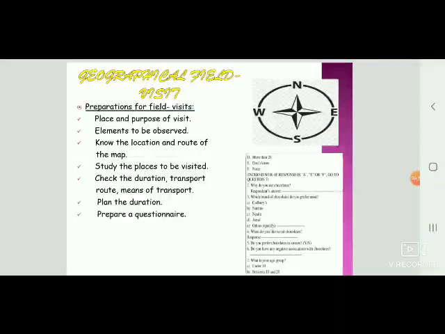That is towards the north, south, east, west of a particular region, which route will be the best to reach that particular place. Next, distance, transport route, means of transport and duration of field visit should be planned ahead. With the help of a teacher, students can also prepare a questionnaire, which is very important on a field visit.